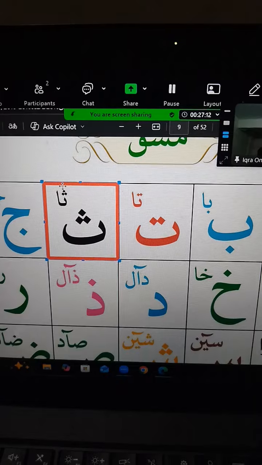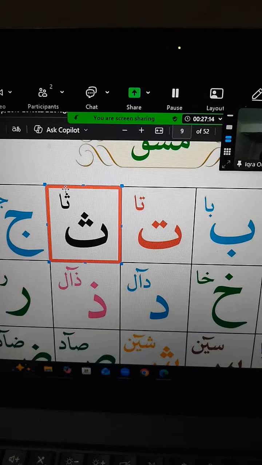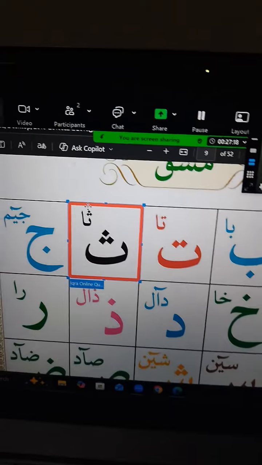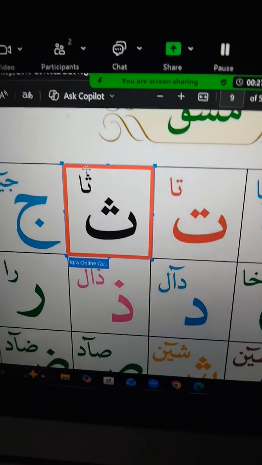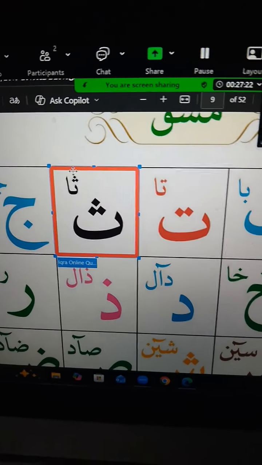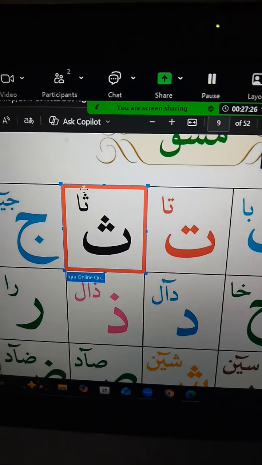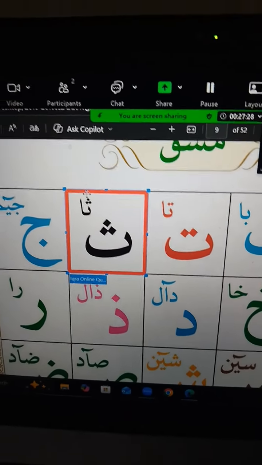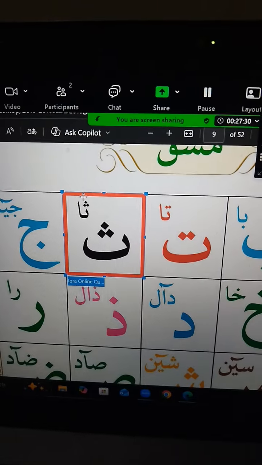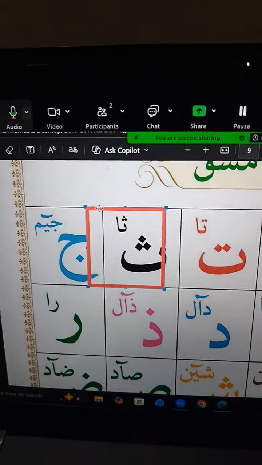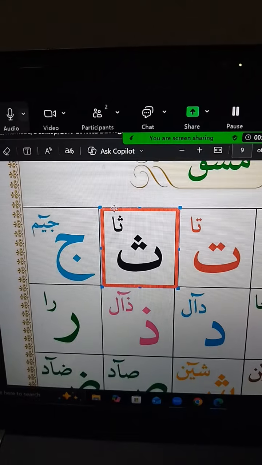During reading this letter, you can touch your tongue to your upper front teeth. Okay, upper front teeth side. You will touch your tongue, so sa will exit. Okay. Yeah, this is sa.